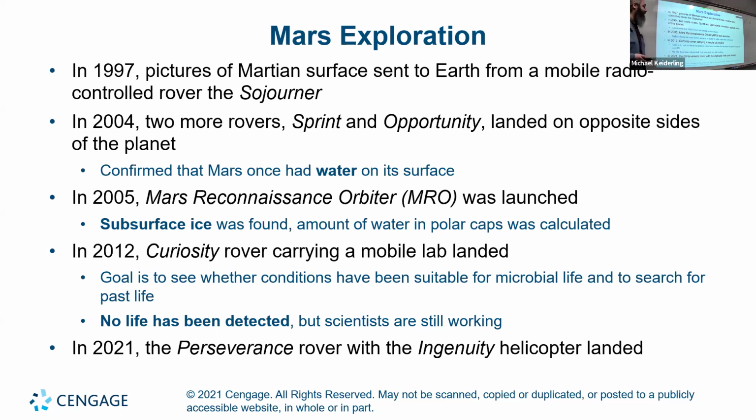In 2012, the Curiosity rover carrying a mobile lab landed, and the goal is to see whether conditions have been suitable for microbial life and to search for past life. No life has been detected, but scientists are still working. There was a big announcement just recently that I have to look into about maybe there was evidence of past life on Mars or evidence of current life on Mars. Just like this year, like last month or something. In 2021, the Perseverance rover with the Ingenuity helicopter landed.